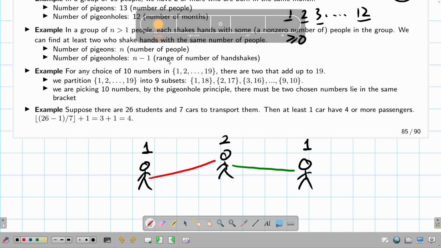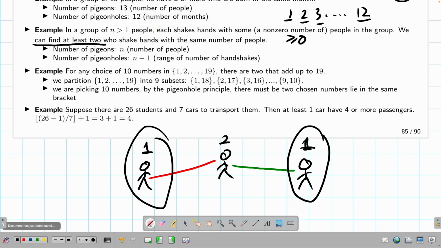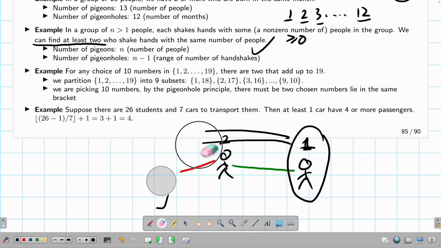The question here is saying that we can find at least 2 who shake hands with the same number of people. So this guy has shaken hands with 1 person. This guy also shook hands with 1 person. So they have the same number of handshakes. So this is true, and this is true for whatever number of people.